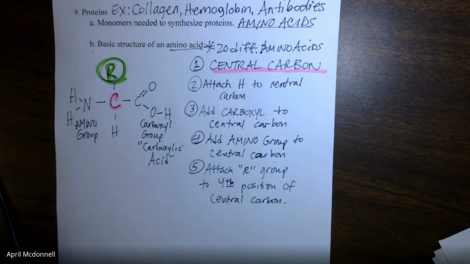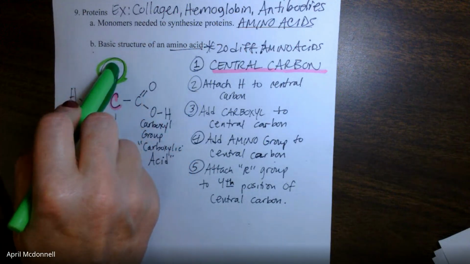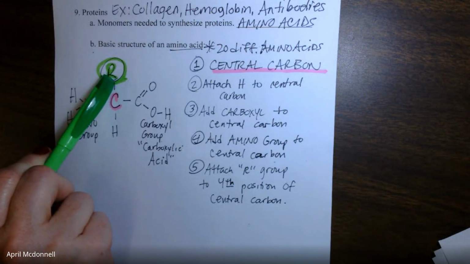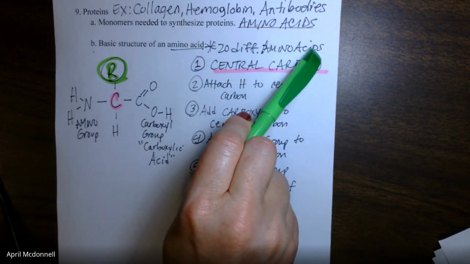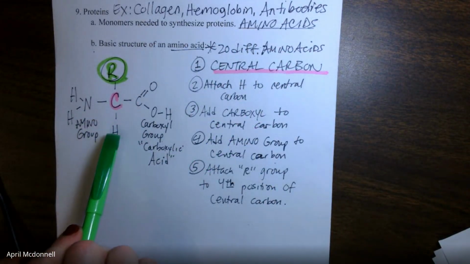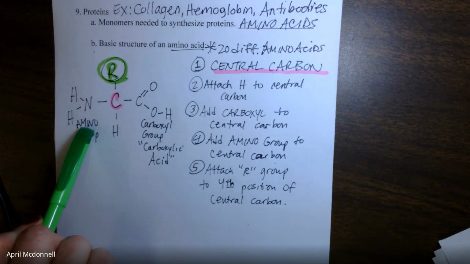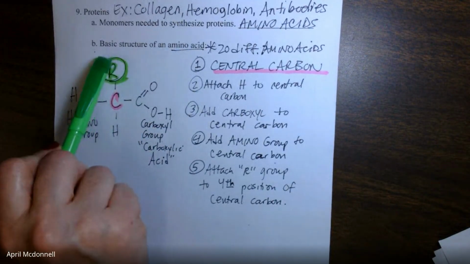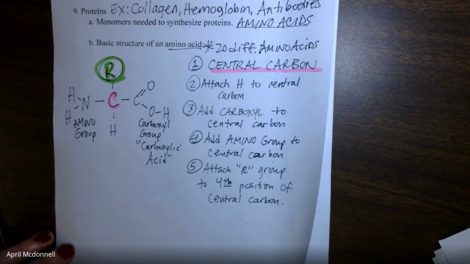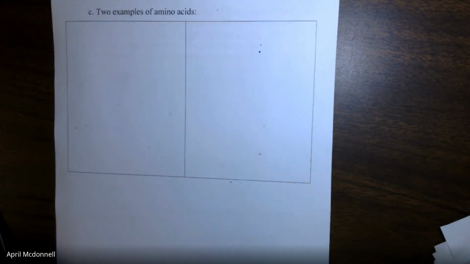Okay, so the reason I highlighted the R group is because we can add different things at this position and make 20 different amino acids. So all 20 different amino acids have the central carbon, hydrogen, carboxyl, and amino groups. The only thing that is different between the 20 amino acids would be the R group. Let's give an example of that on the next page.